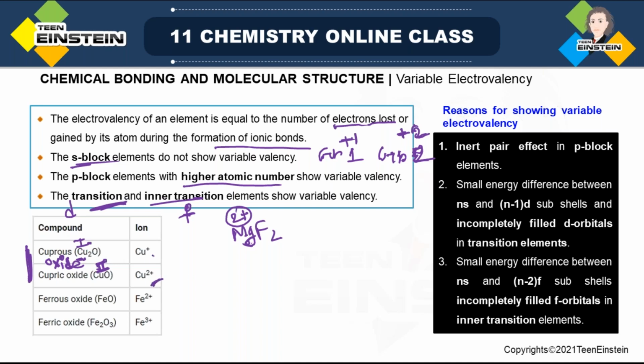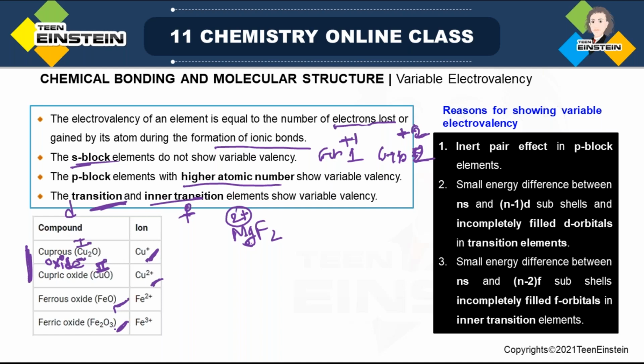This is the oxidation state. So two different oxidation states are possible for copper, which means it is showing variable electrovalency. Similarly for iron, 2 plus and 3 plus, both these states are possible, and depending on that, the formulas of the two different iron oxides are also different. These two are the examples, and both are from D block.